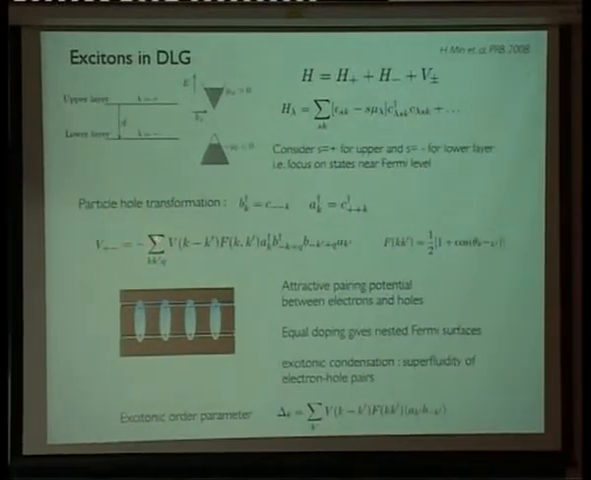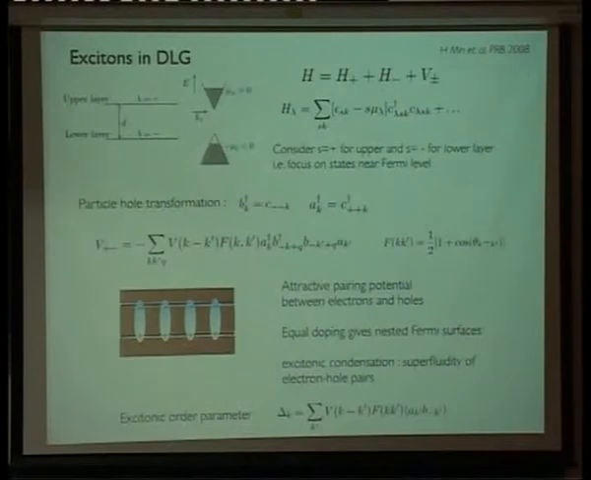So it's an attractive interaction, and this FKK prime basically comes from some wave function factors. V is the Coulomb potential. We'll come back to what the form of V is later on. So what happens is if you have equal doping, you essentially have nested Fermi surfaces in the 2 layers. And then attractive interaction would essentially give you a superfluidity.